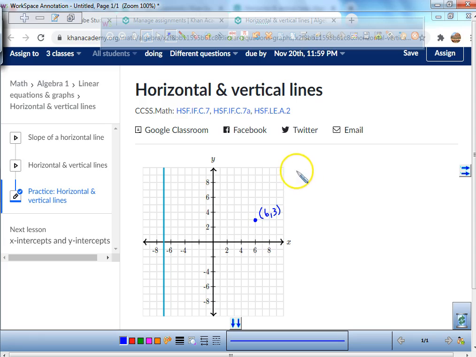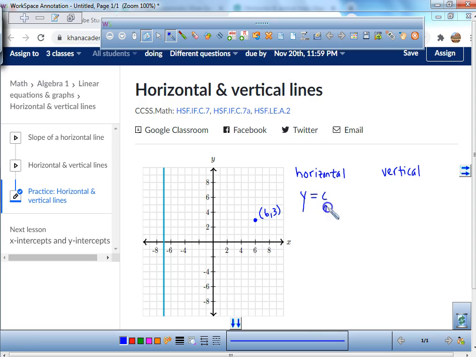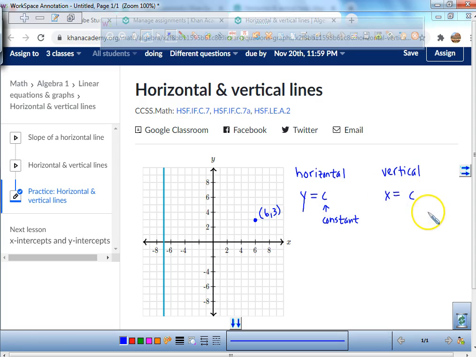Sorry, there's two types of lines, horizontal and vertical. Now horizontal lines will always be y equals a constant. So put y equals c. Just know that when I say c, I'm referring to a number that's called a constant. And a vertical line will always be x equals a constant.